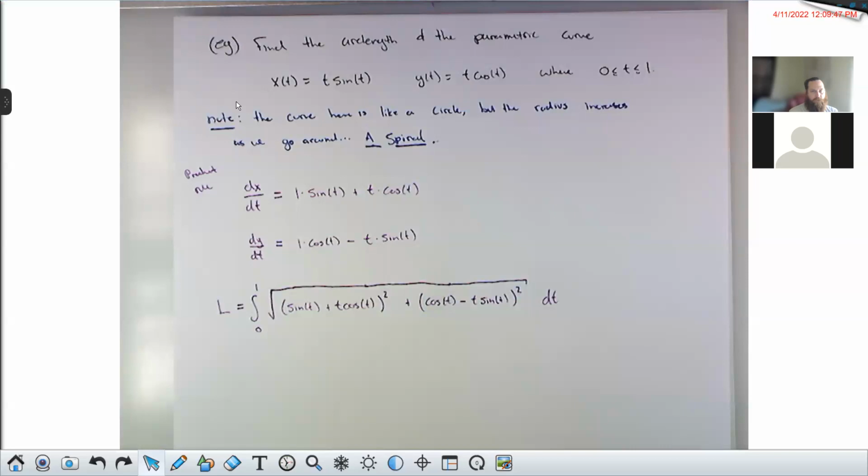The note just says the curve here is like a circle, but the radius increases as we go around, a spiral.